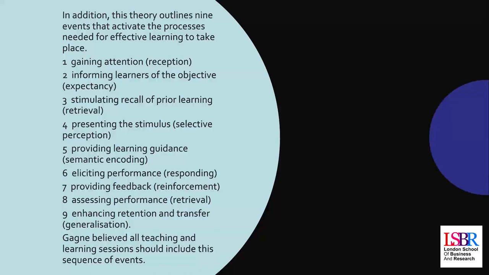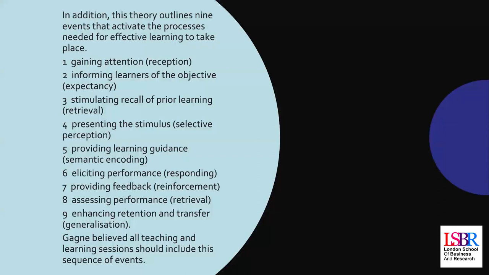So you're showing them what you expect them to do. Number seven, providing feedback, telling them if they've got it correct, telling them if they're doing it well. Number eight, assessing their performance. So again, constantly reinforcing that they've got it correct. And if they haven't got it correct, going over it with them again, assessing their performance constantly.